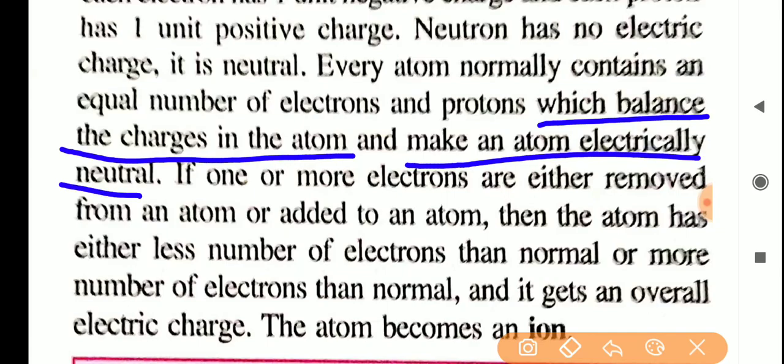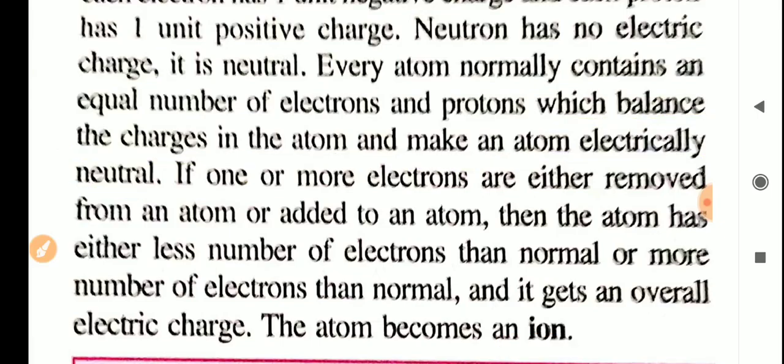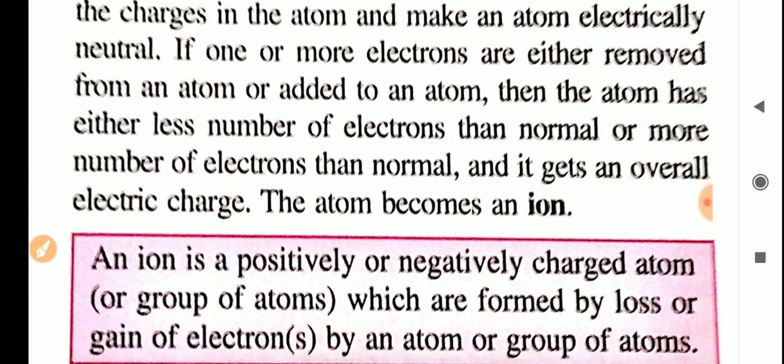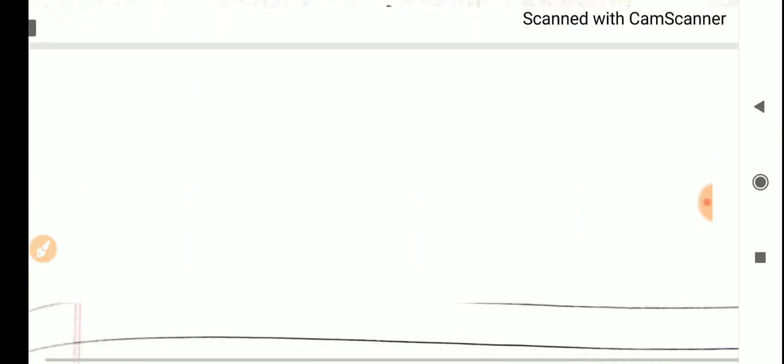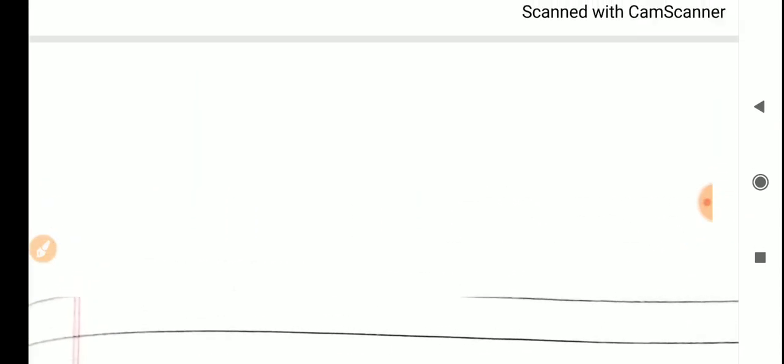So when two opposite charges are present, they will always become neutral. Okay, if one or more electrons are either removed, think about it like this. If a small child is starving, or he or she is not getting any food to eat, and you give a part of your food to that child, what will you feel? You will get a positive charge, you will get positive energy, right?